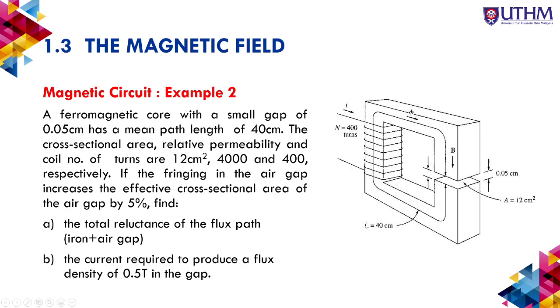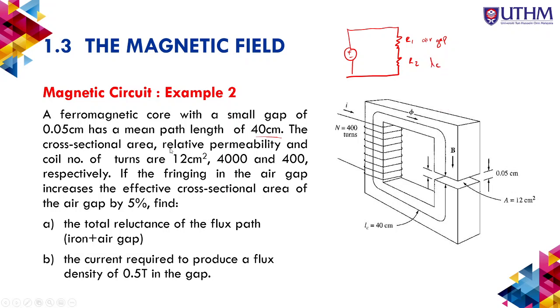Okay, so this is what I mentioned, where you will see the air gap over there. Okay, the question is a ferromagnetic core with a small gap of 0.05, so this is 0.05 cm, has a mean path length of 40 cm. So this one is similar with before, there is only two reluctance. This R1, this R2. Or for example, this is air gap, and this is the core.